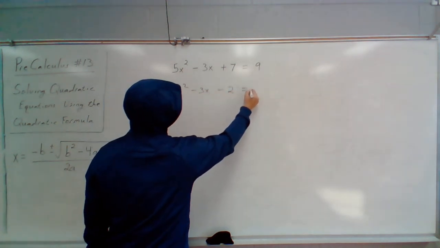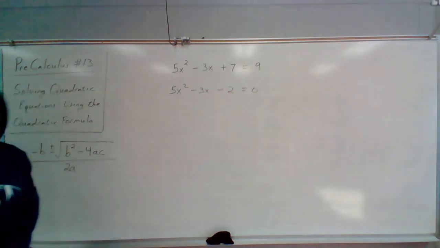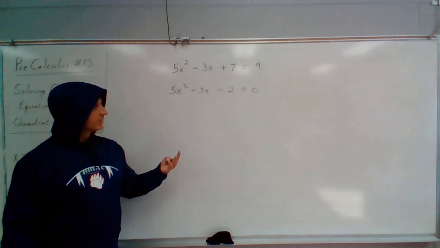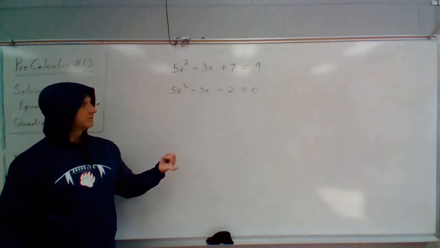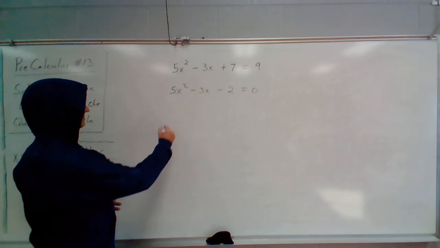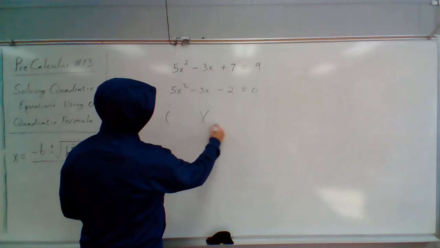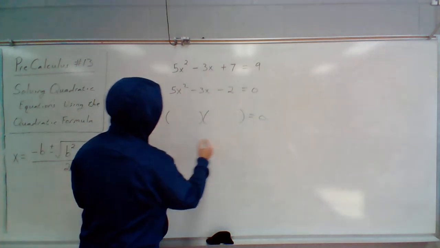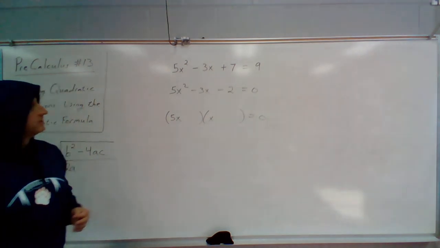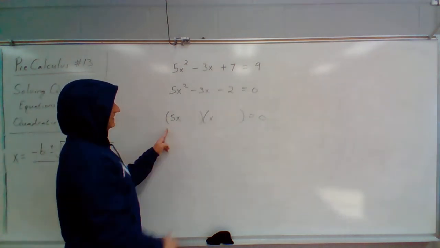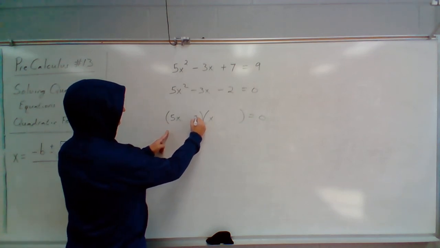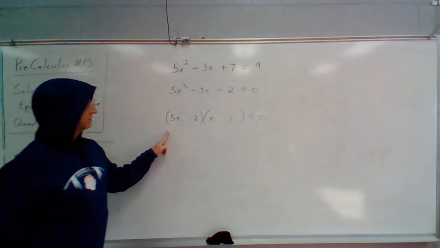That's 2 equals 0. All right, so now we got a couple of ways to try to solve this. We can try to factor it. We could complete the square, or we could use the quadratic formula. And let's see if it'll factor. So I need a 5x and an x. Okay. I got to get a -2. So let's go a 2 and a 1.